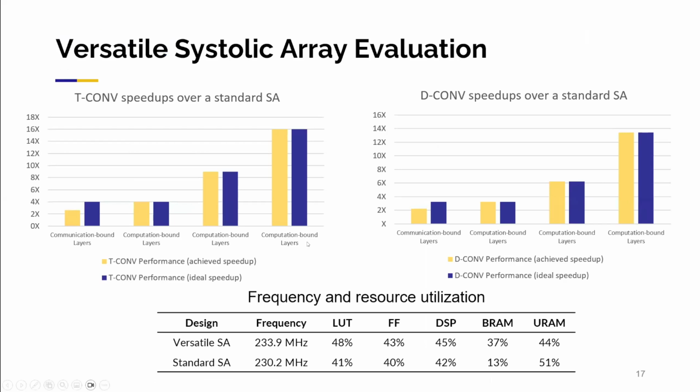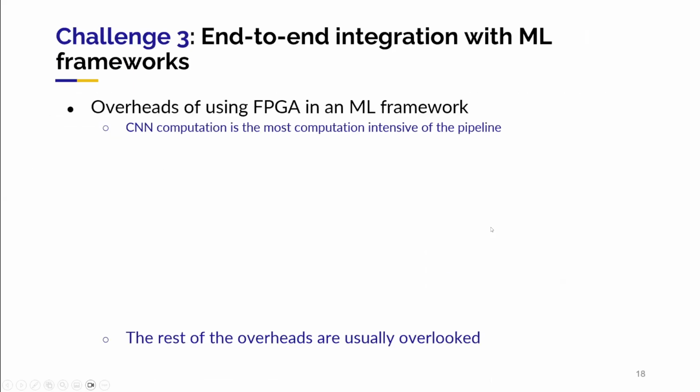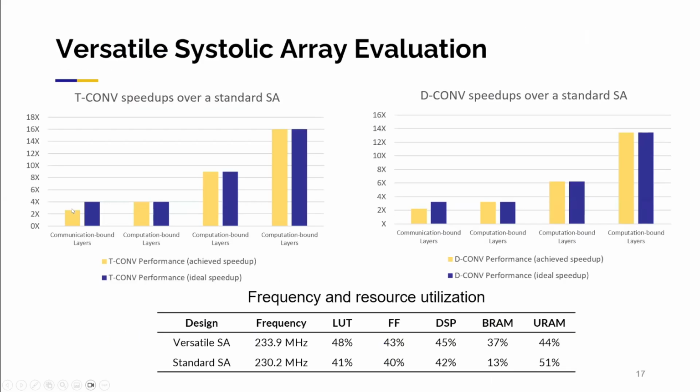And based on our evaluation, we found that for computation bound layers, we can achieve close to the ideal speedup for both transpose and dilated convolution, and not so for the communication bound layers. And also the hardware resource overhead of adding these two types of convolution is not that much. We see around 7% increase in LUT utilization, 3% in flip-flops, and 3% DSP utilization.